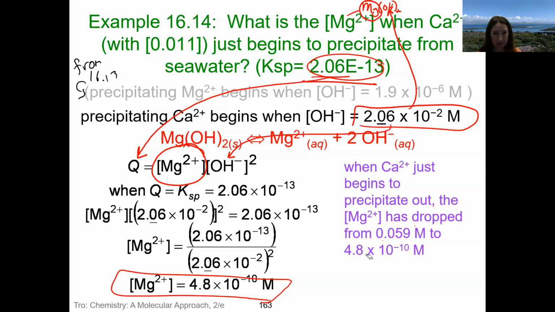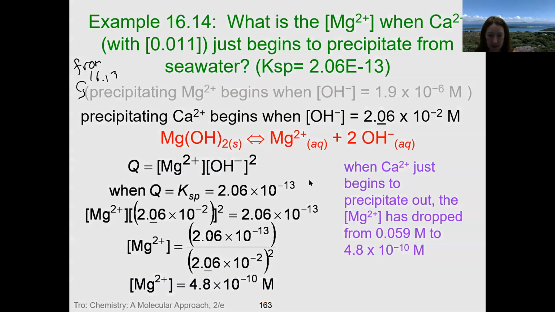So basically, we used our calcium. From our calcium, we got our hydroxide. From our hydroxide, we used that one to get to magnesium. So you just got to remember, kind of keep your ducks in a row of which one we're doing when. All right, next question. Very similar.